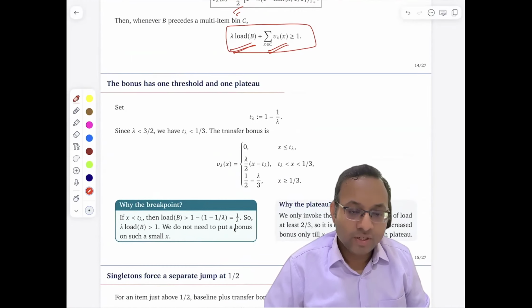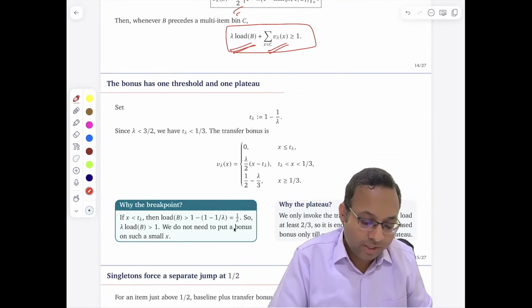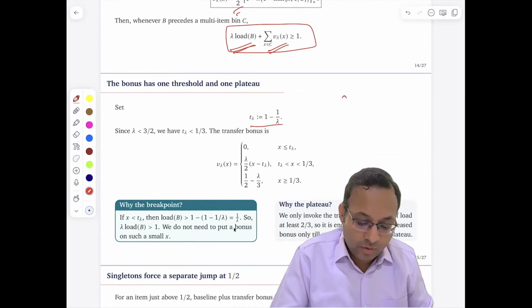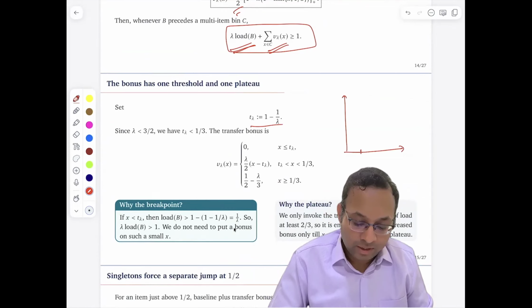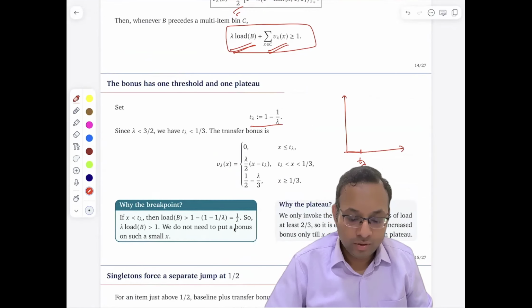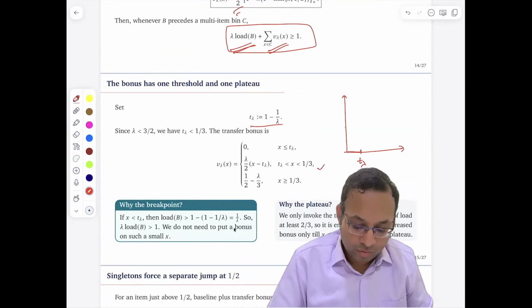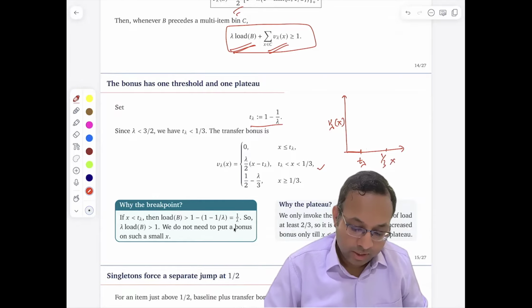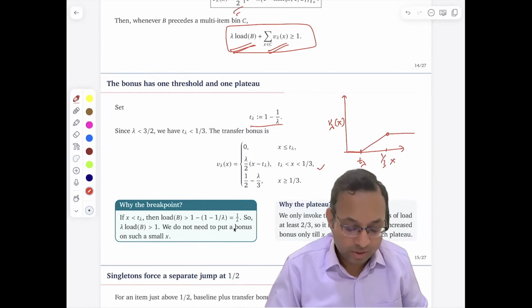But if we look at this function itself, we see some properties. If we define T lambda to be 1 minus 1 by lambda, then if I look at the bonus function, it looks like till T lambda, the bonus is 0. And then till 1/3, I'm calling it V lambda of X. This is the X value, and this is 1/3. Here there's an increment by lambda by 2 times X minus T lambda. And then there is again some kind of plateau like this, which is half minus lambda by 3.